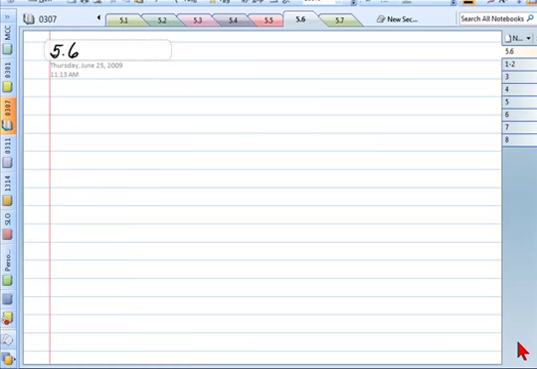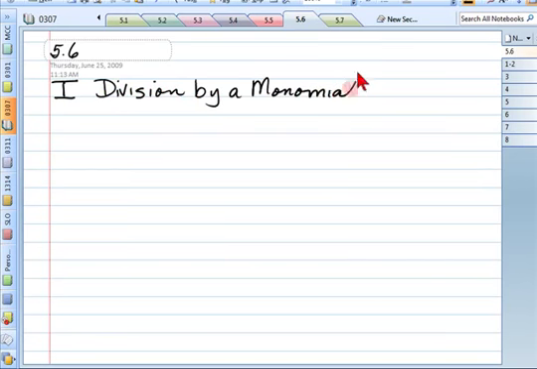1.6 is on division of polynomials. We have two kinds of division. The first kind is really going to seem very easy, and it is division by a monomial. Now, how many terms does a monomial have? One.